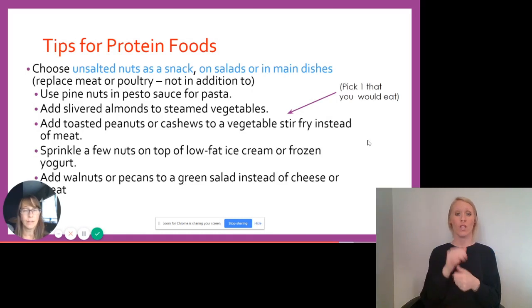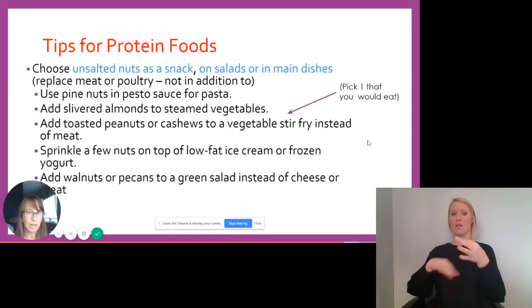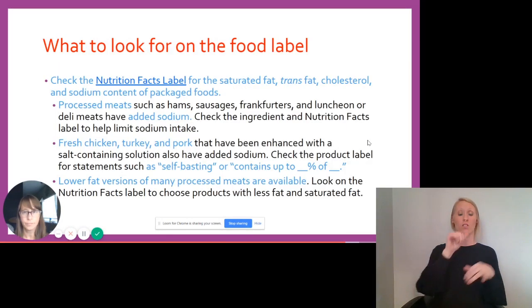Sprinkle a few nuts on top of low-fat ice cream or frozen yogurt. Again, I'm not a big fan of low-fat ice cream. I would rather eat the whole-fat ice cream, but you could add nuts on there to give it some protein. Add walnuts or pecans to a green salad instead of cheese or any kind of meat.